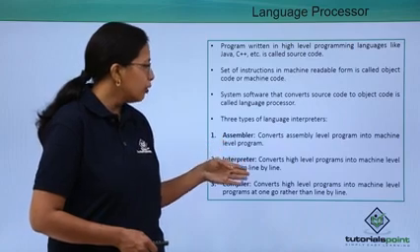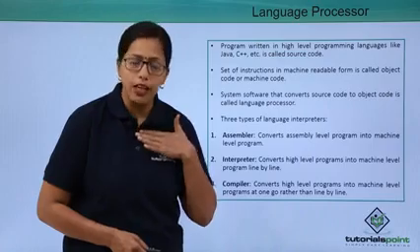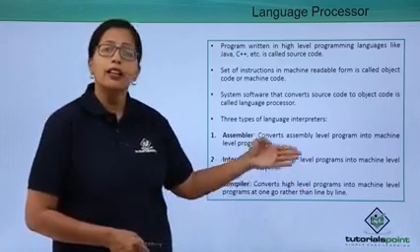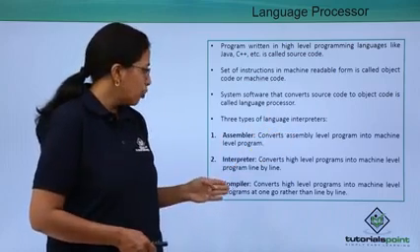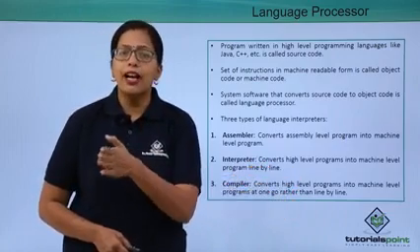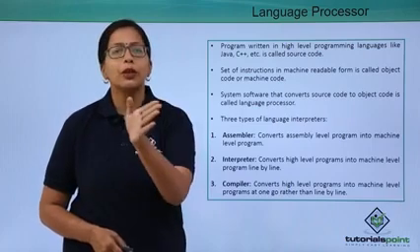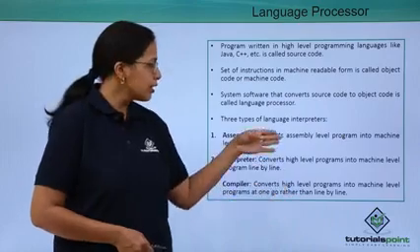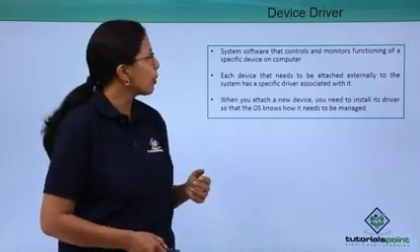What does an interpreter do? It will convert the high level programs, the programs that we write and understand, into a machine level program line by line. Each line would be converted into machine level language. What does a compiler do? A compiler will again convert the high level language into a machine level language, but rather than doing it line by line, it will do it in one go. We'll be discussing all these in a little more detail in a further video.